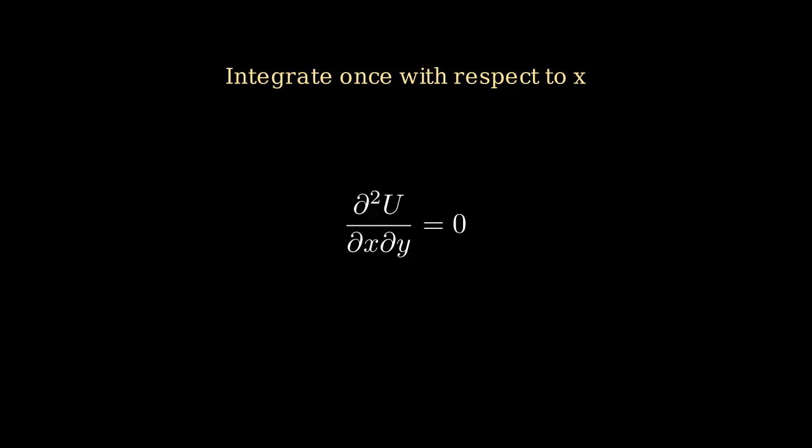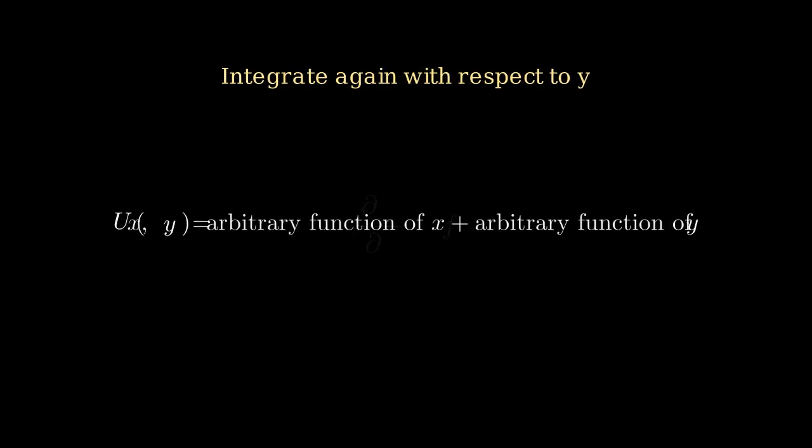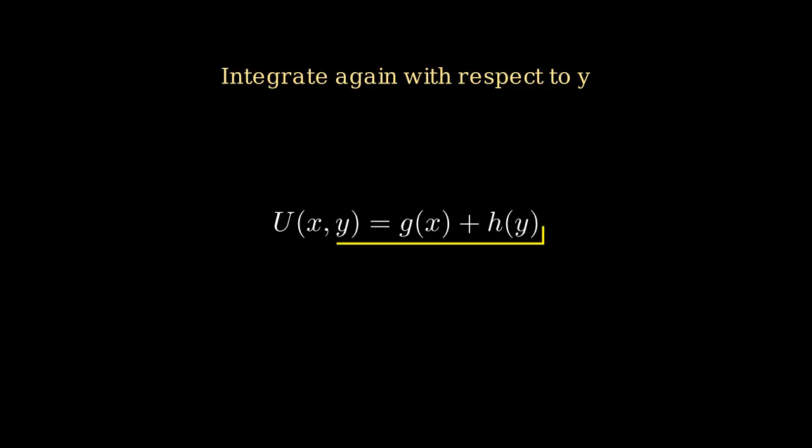First, we integrate once with respect to x. This gives us ∂u/∂y equals an arbitrary function of y alone. We write this as ∂u/∂y = f(y). Next, we integrate this result with respect to y. This gives us u(x, y) equals an arbitrary function of x plus an arbitrary function of y. We write this as u(x, y) = g(x) + h(y).